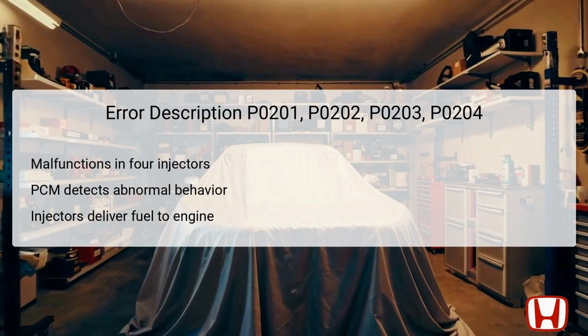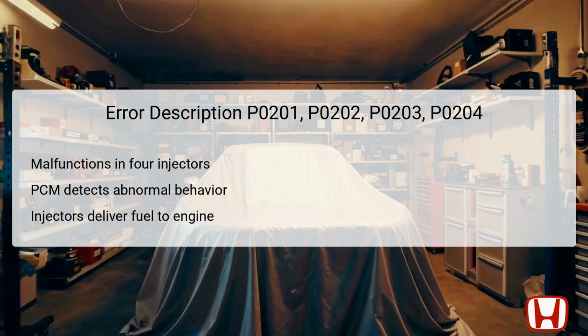The errors represented by DTCs P0201, P0202, P0203, and P0204 indicate malfunctions specifically in the injector circuits for cylinders 1 through 4 of the Honda Accord. Each injector is responsible for atomizing fuel into the engine's intake manifold, enabling proper combustion.